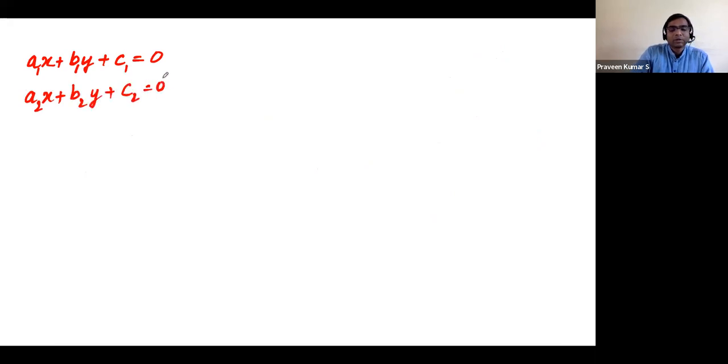One, the general form of an equation, we write it as ax plus by plus c is equal to 0. Okay. Now, if you take the first equation, a1x plus b1y plus c1 is equal to 0, and the second equation is a2x plus b2y plus c2 is equal to 0, there are three possibilities which arise out of this. The first one is there is a unique solution.